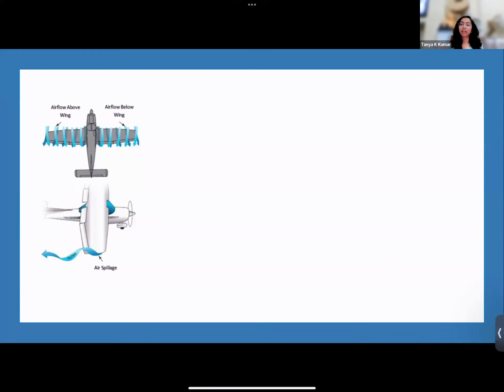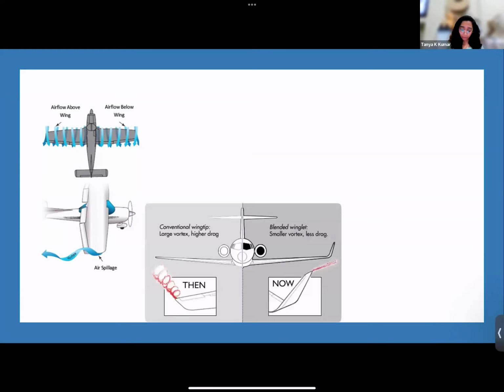Due to this, the angle of attack and the free stream velocity witnessed at the tail is different from the free stream velocity seen at the wing. Okay, so what do we do to reduce this? This again, I think this was the question in the last class, one of the questions. What do winglets do? How do winglets help?